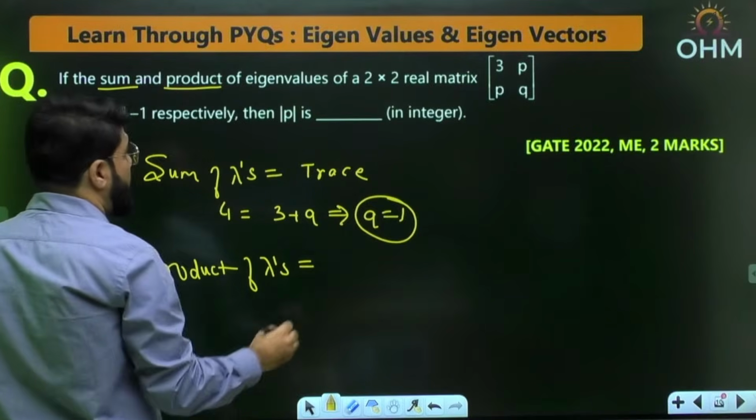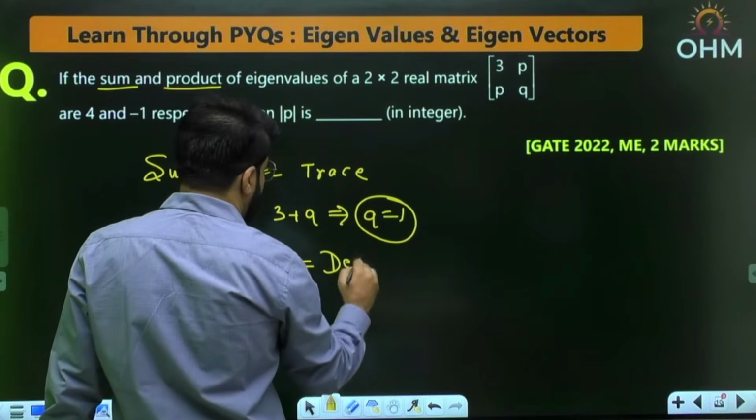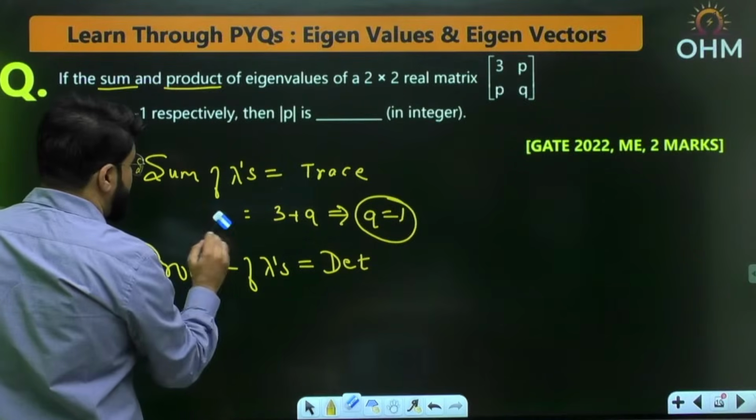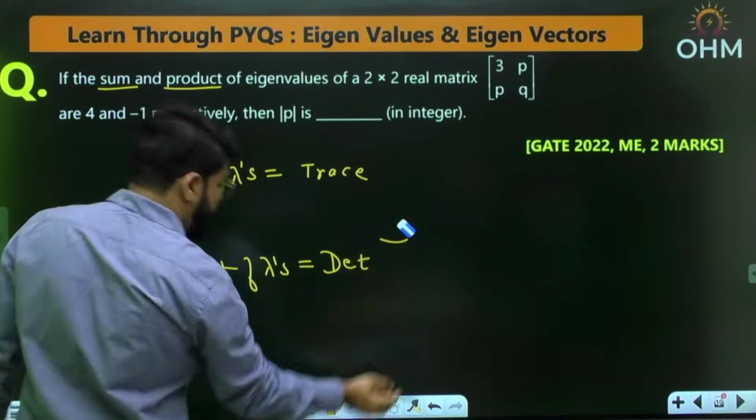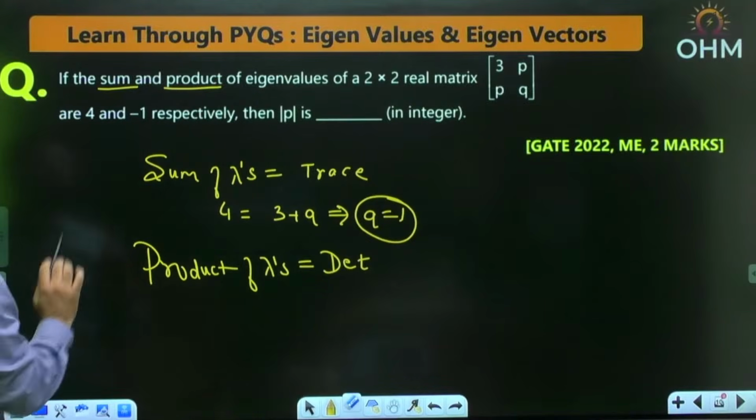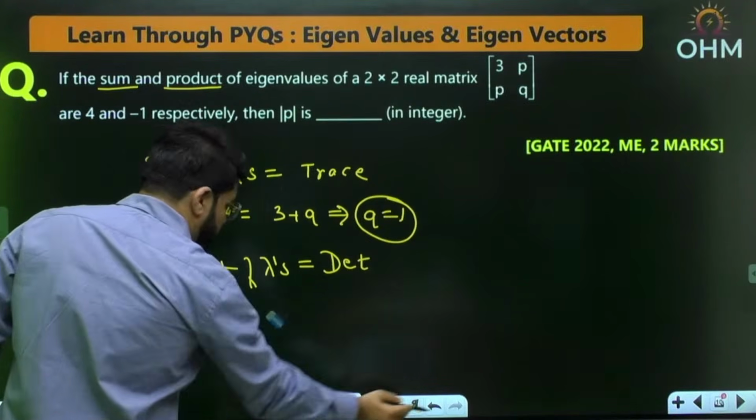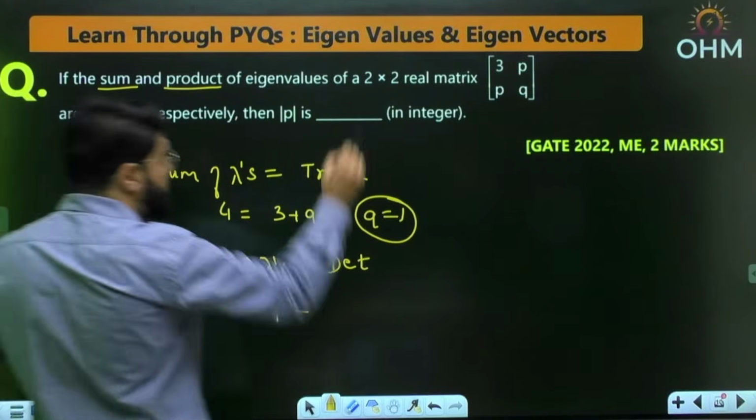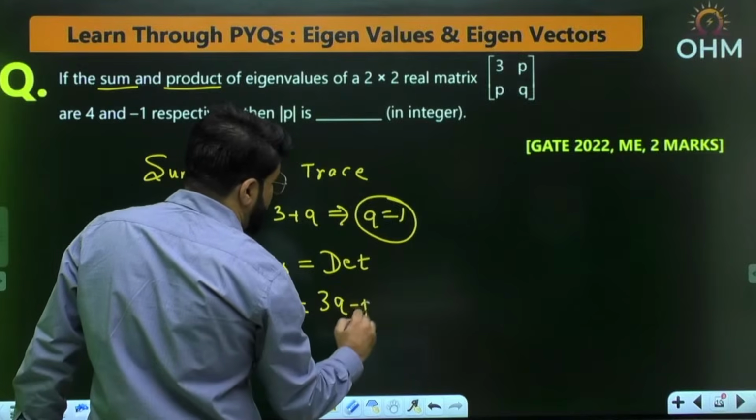What about the product of lambda? The product of lambda is the determinant of the matrix. The sum of eigenvalues was given as 4 directly. Now the product is given as -1, and this is equal to the determinant of the matrix. The determinant is 3q minus p square.